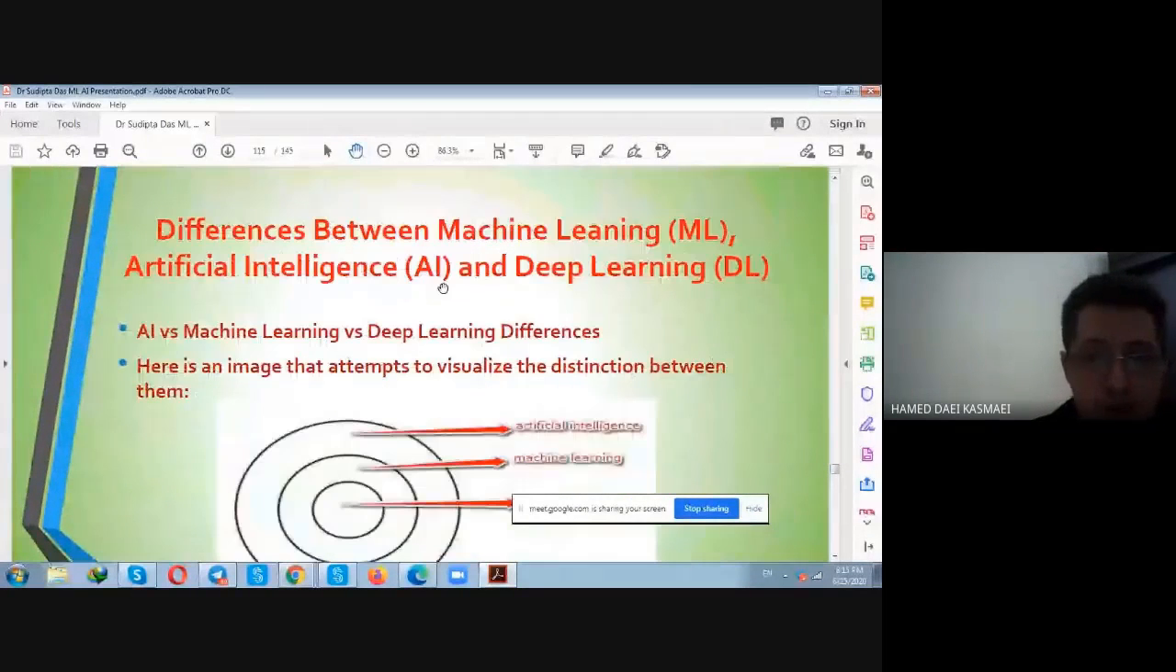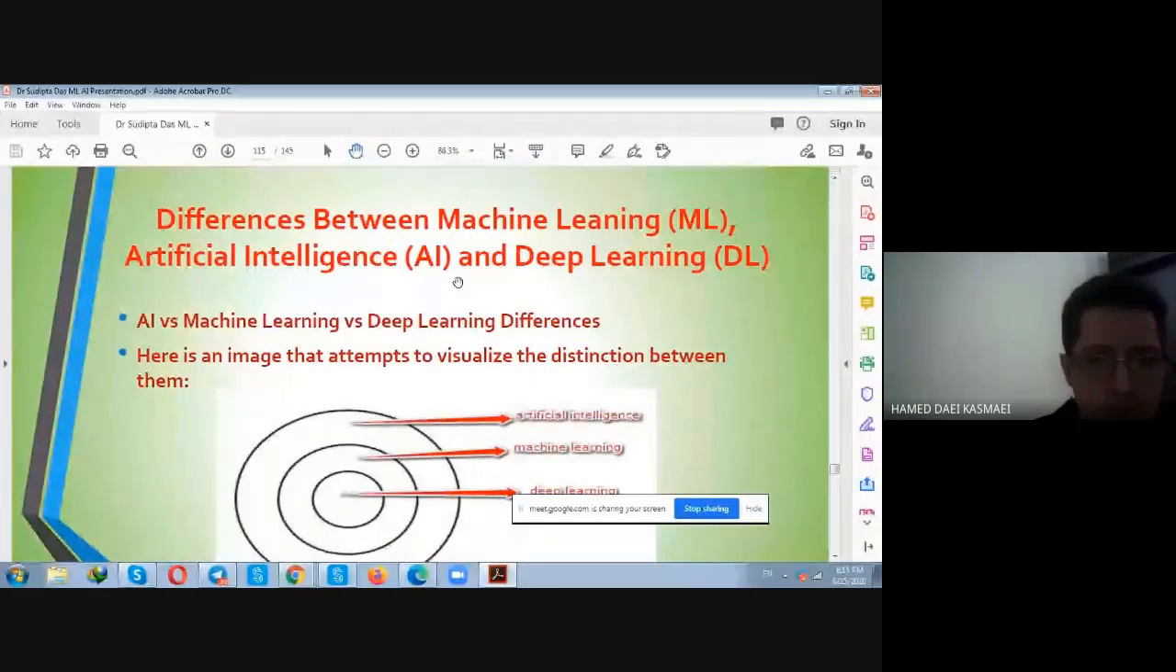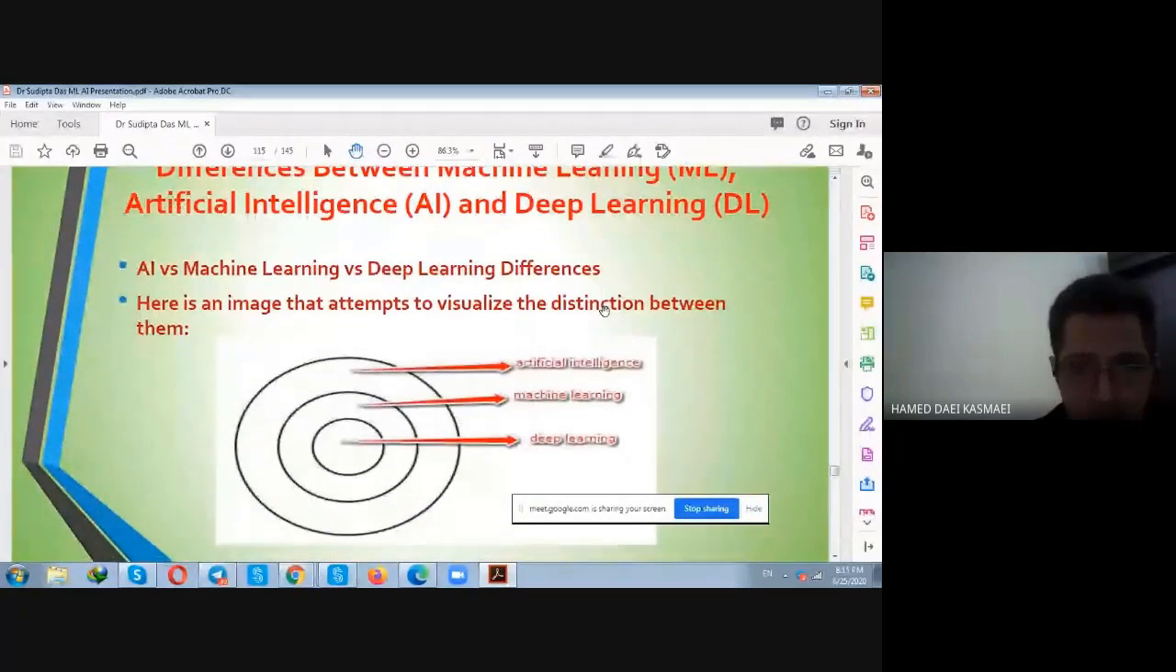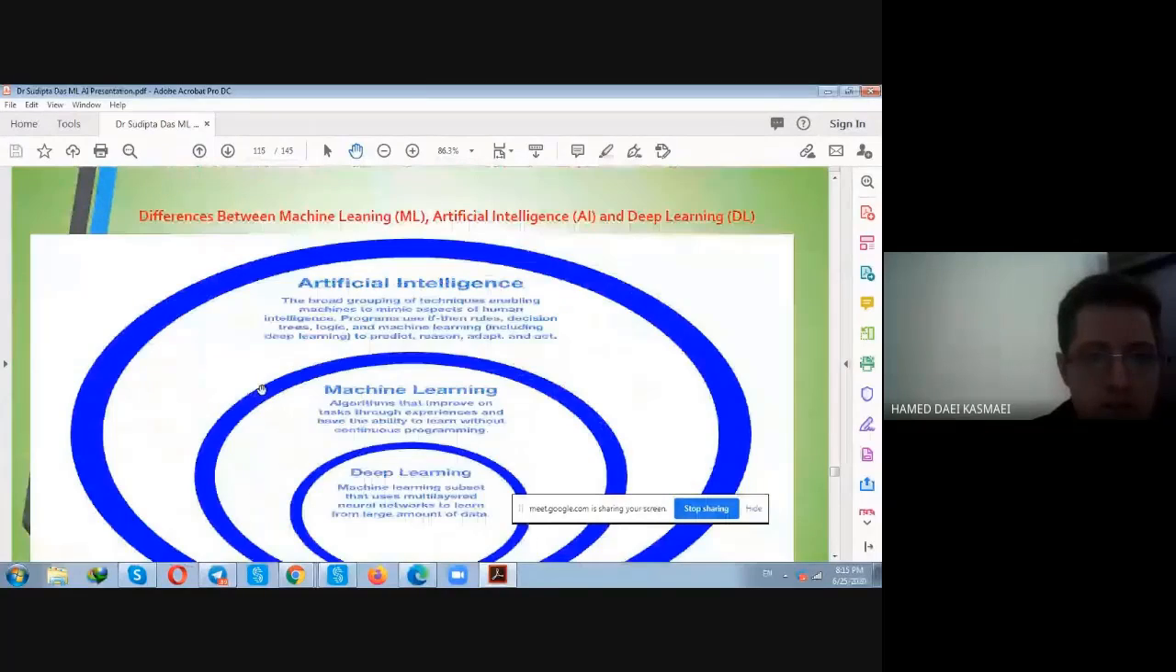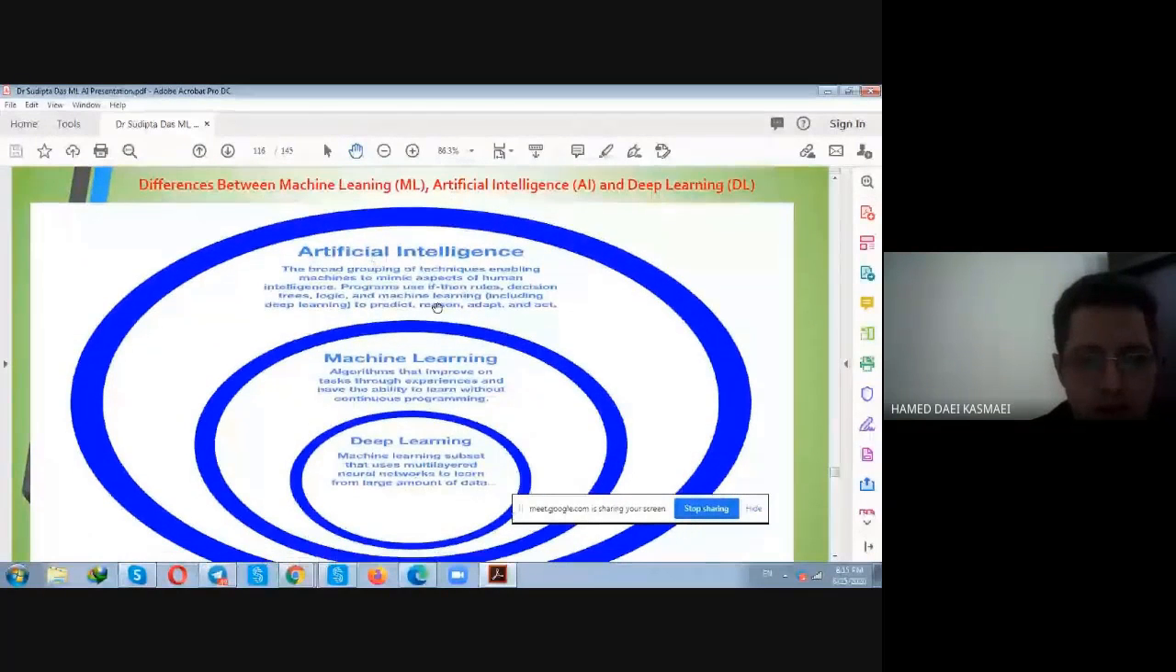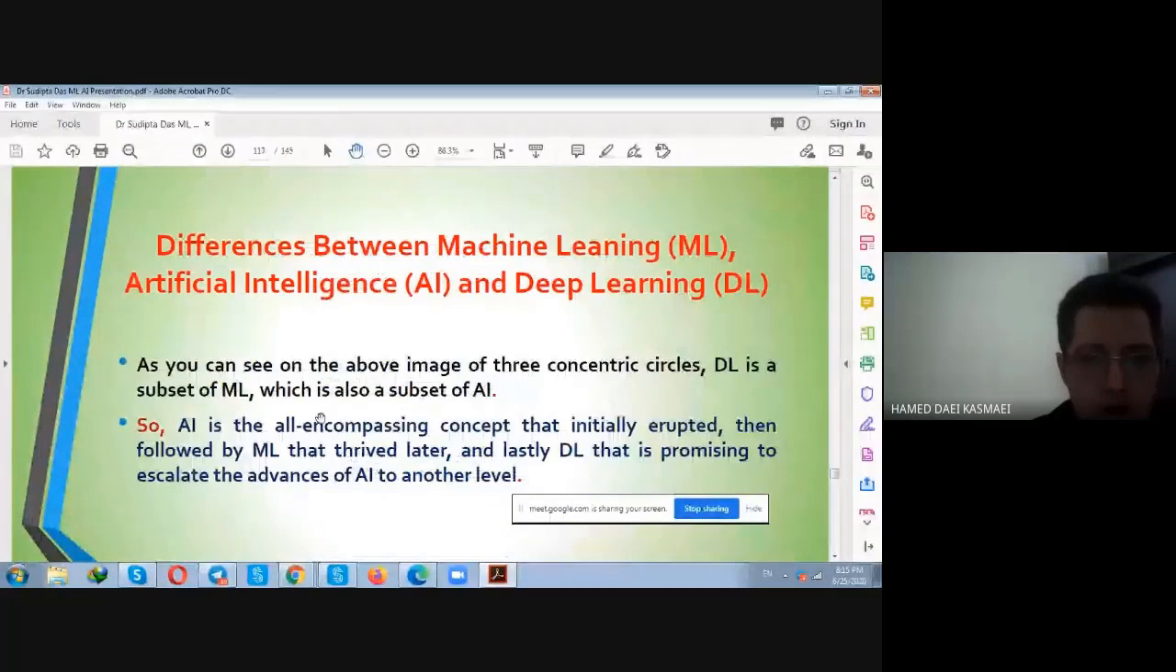And the difference between machine learning, artificial intelligence, and deep learning. As you see, deep learning is a subset of machine learning, and machine learning is a subset of artificial intelligence. And here is an image that attempts to visualize this distinction between them. Artificial intelligence includes machine learning, and machine learning includes deep learning. Okay, and differences between them. So AI is the all-encompassing concept that initially erupted, then followed by ML that did thrive later, then lastly DL, which promises to escalate the advance of AI to another level.